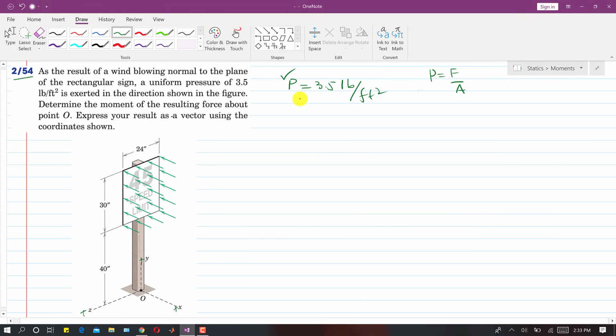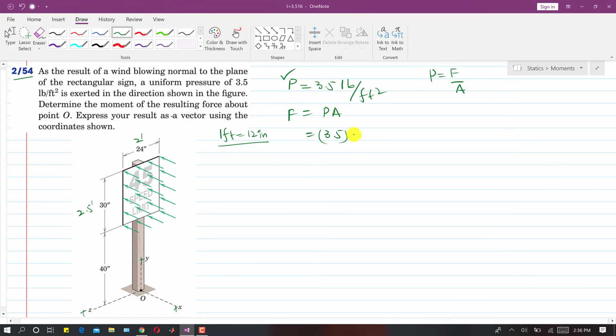Now let's calculate the force. Using this equation, force will be equal to P times A. P is 3.5, and the area is in feet square, so we need to convert these into feet as well. One foot is equal to 12 inches, so this 24 inches is 2 feet, and this 30 inches is equal to 2.5 feet.